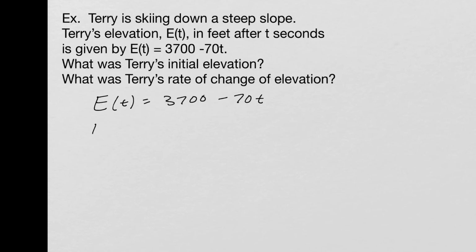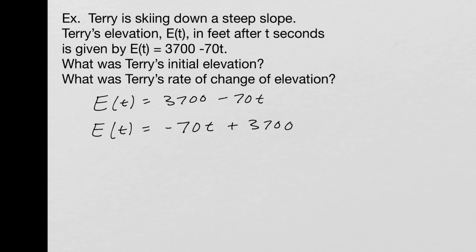Now, it doesn't matter how we write this, so I could write it in the mx plus b form. I could put the negative 70t first plus 3700, right? That's how you're used to seeing it, but it doesn't really matter. And we're asked two questions. What was Terry's initial elevation? And then what was Terry's rate of change of elevation?